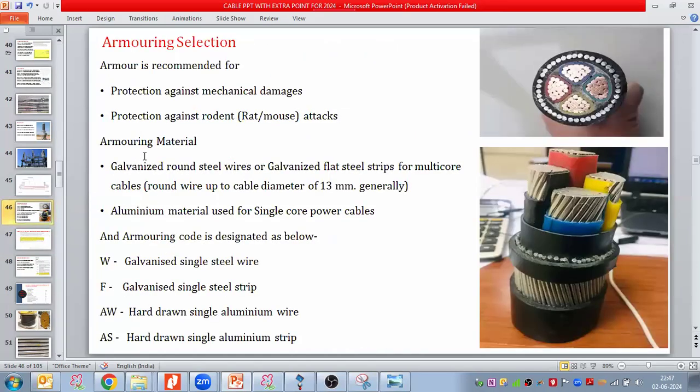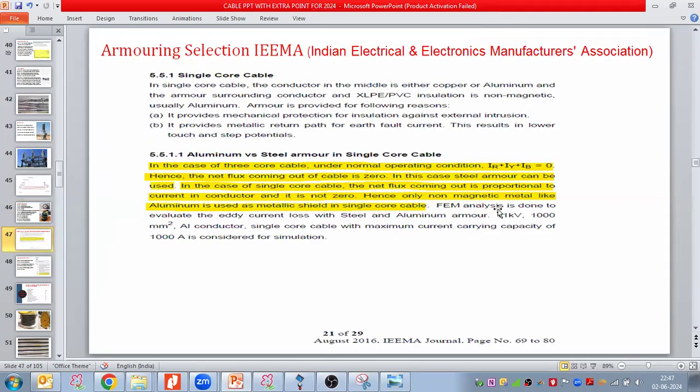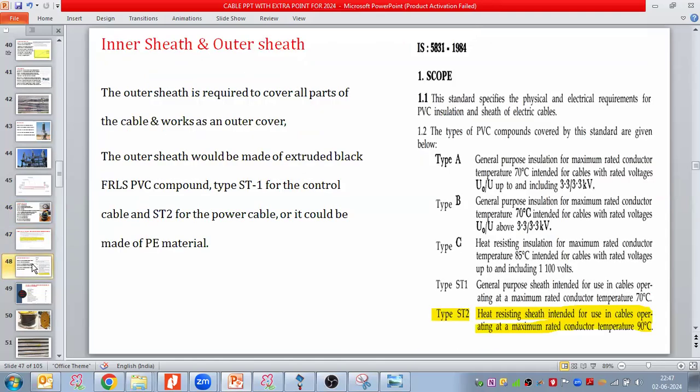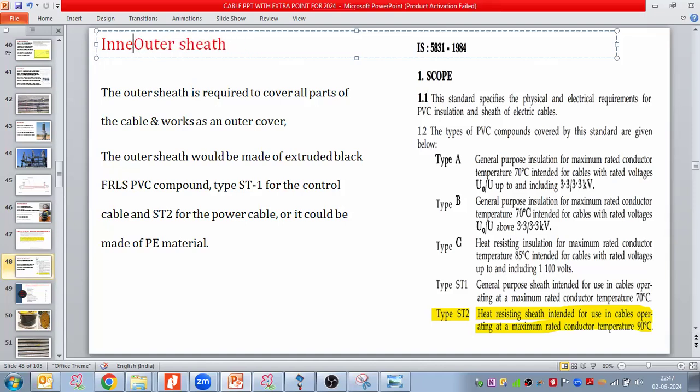Am I clear about the armoring, where we go with steel and where we go with aluminum? Aluminum for single core cable, right? Steel for the three core cable. Steel could be wire and could be flat strip. Wire till 13 millimeter, above that flat strips. Now the next part of the cable, which is the inner sheath and outer sheath. Sorry, outer sheath. Inner sheath is before the armoring.